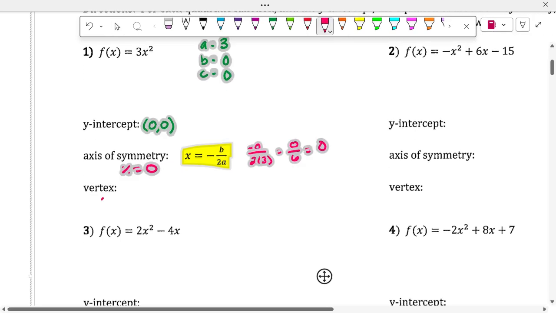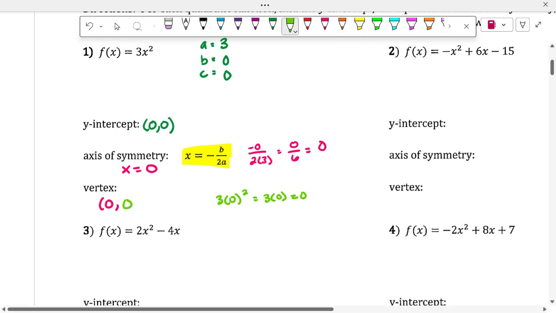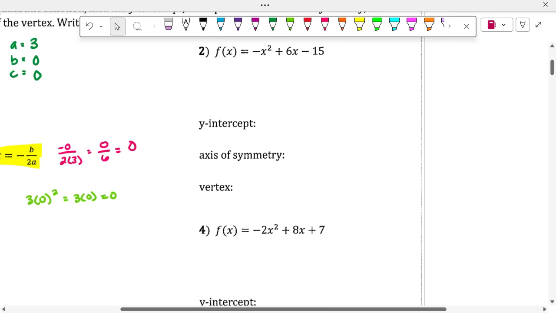That's also the x value of our vertex. Now, to get the y value of your vertex, you just plug that 0 back into the original equation. 0 squared is 0, so 3 times 0 is just 0. So that's my y value. So that one was easy. All right, let's look at number 2.